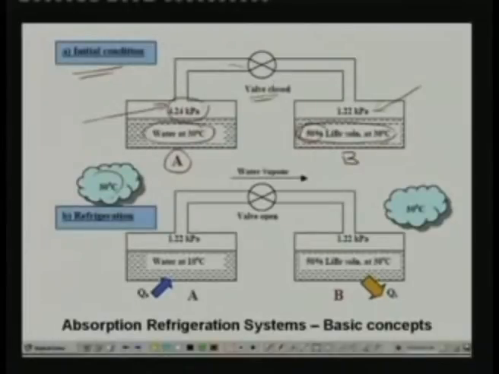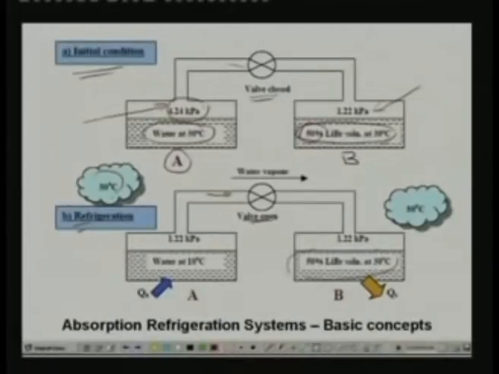Now, let us say that we have opened the valve. Okay, come to this second part. We opened the valve. Initially, what happens, because of the pressure difference, the vapor flows from this side to this side, and since this solution, lithium bromide water solution, has an affinity for water vapor, the water vapor gets absorbed here. Okay, that means the water vapor is absorbed here, and the pressure tries to be the same in both the vessels. Okay, so everywhere you have the uniform pressure.